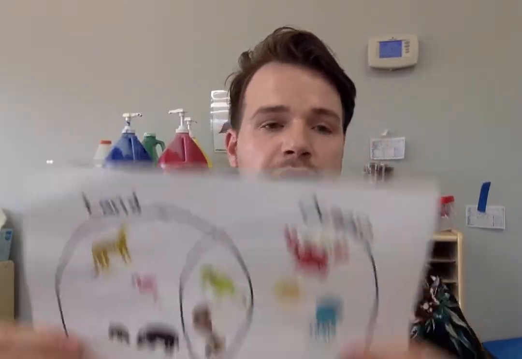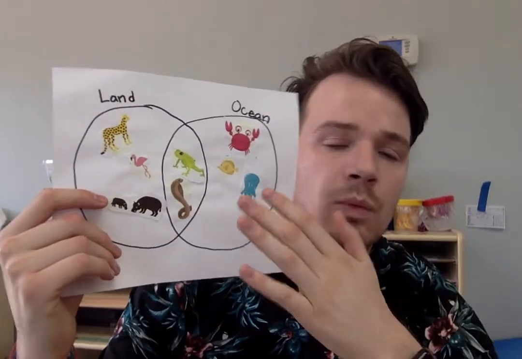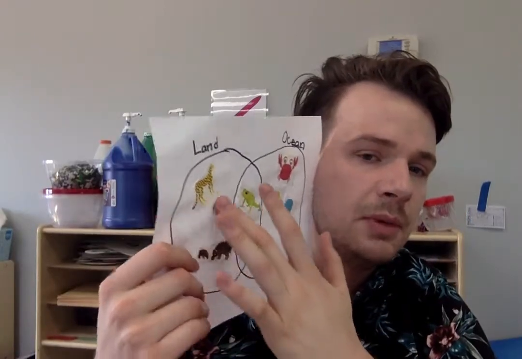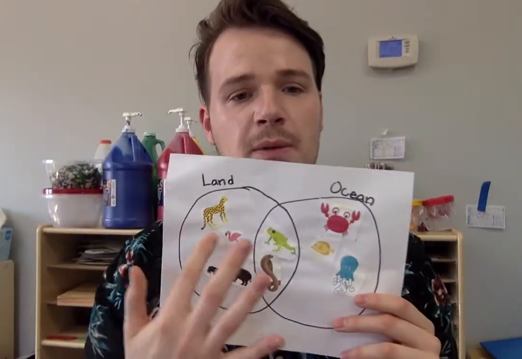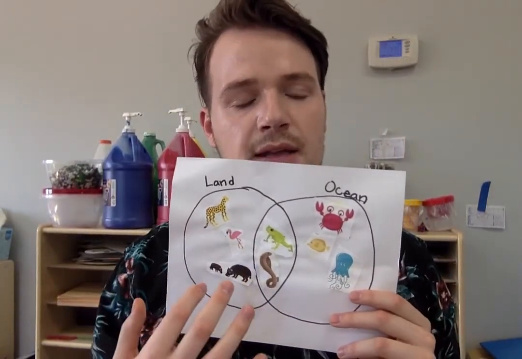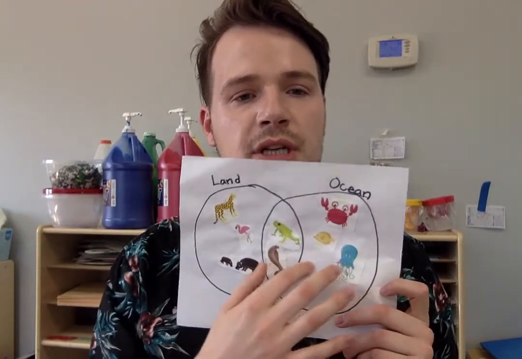This is a sorting activity. On one side, I put all the animals that live on land. This word up here says land, and I put all the animals that live on land right in that section. Then I have ocean written over here, and these are all the ocean animals.